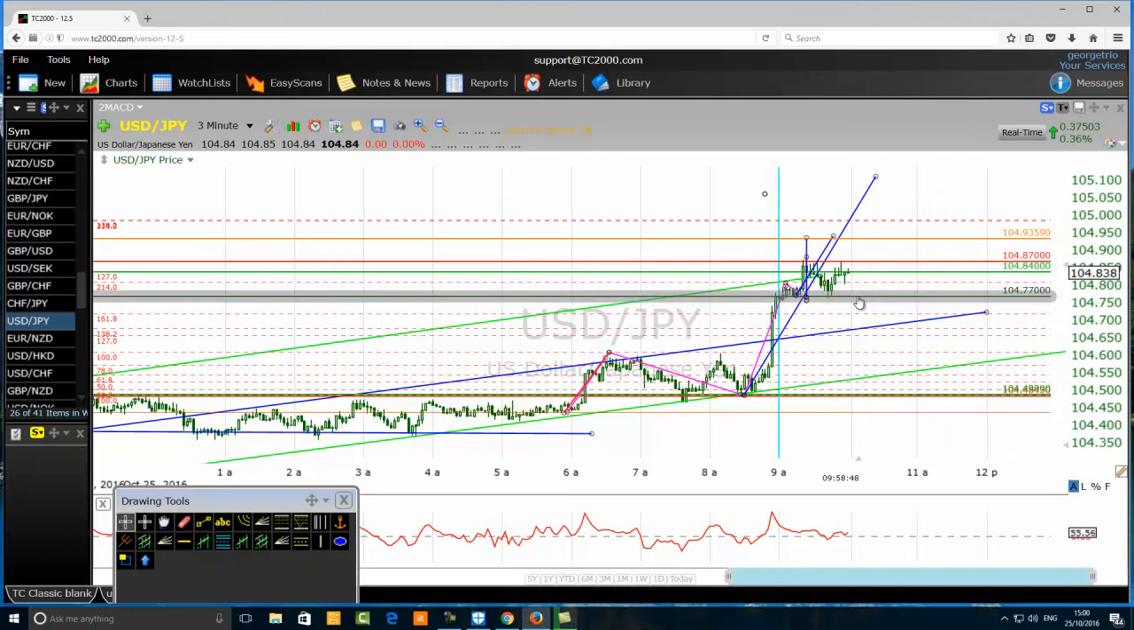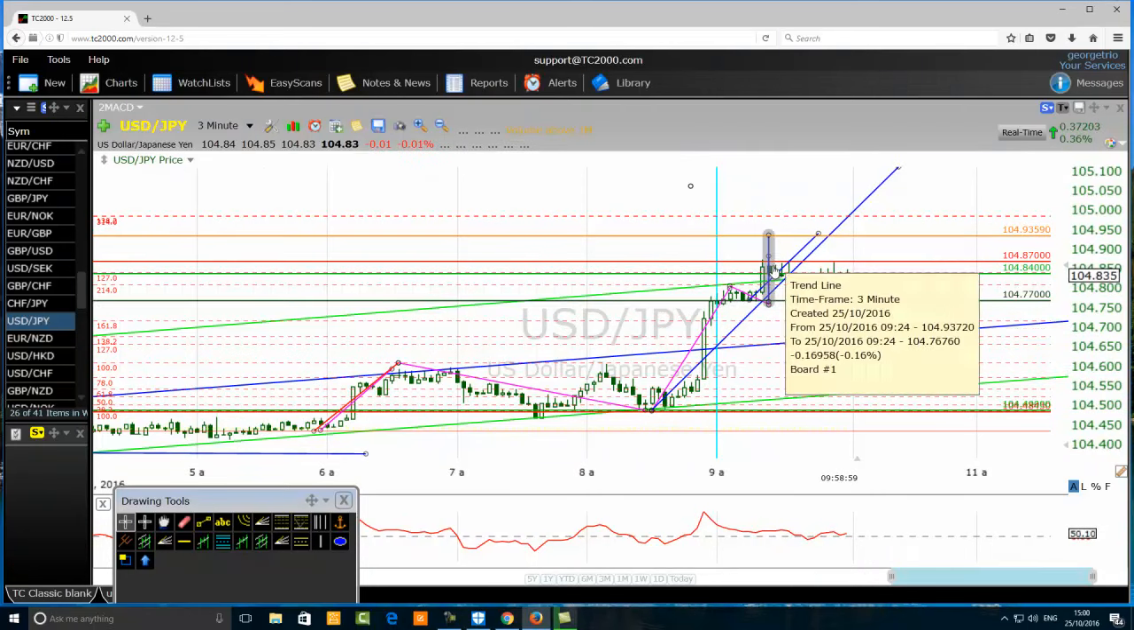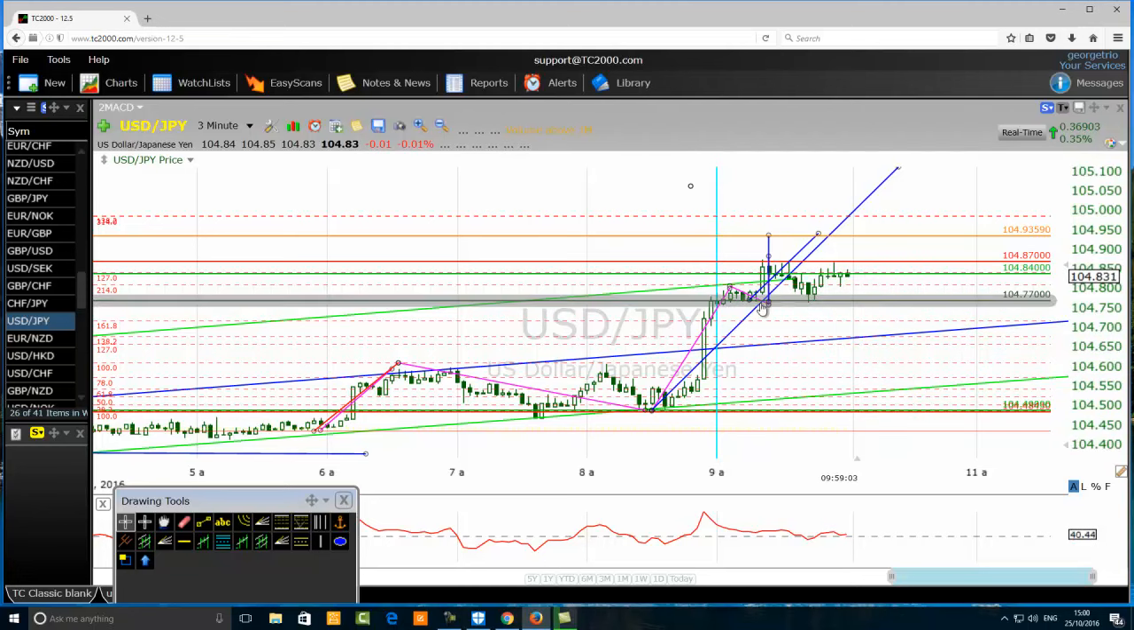That's why I decided to sell the dollar yen at 104.77. The five waves are now completed. I connect the low of the second wave and the low of the fourth wave, drawing this trend line. Price breaks below it and retests it right here.